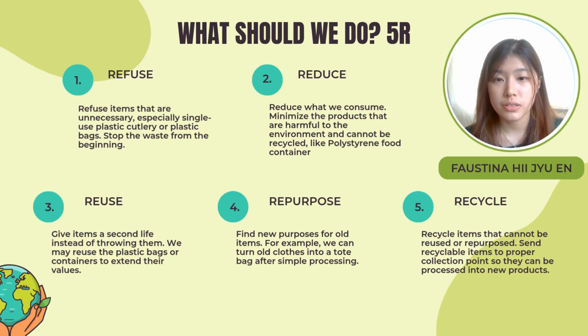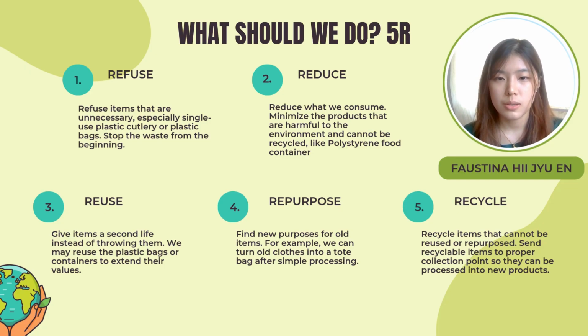There are a few things we can start with for a sustainable environment. First, refuse. We can refuse the things that we don't need, like plastic bags and single-use cutlery. This helps stop waste right from the start. Second, reduce. We reduce the items that are harmful to the environment and cannot be recycled, for example, the polystyrene food container.